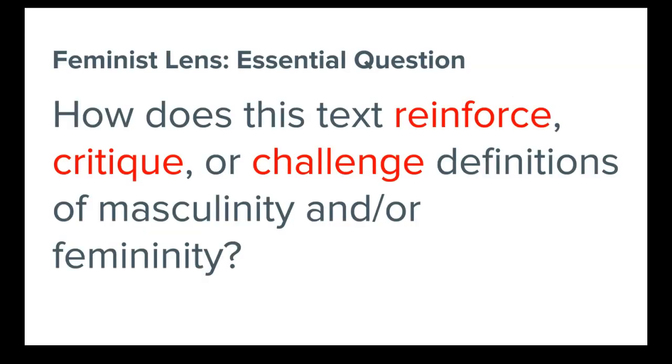So let's remind ourselves of our essential question for the feminist lens. For this, we're asking, how does this text reinforce, critique, or challenge definitions of masculinity and or femininity? In other words, how does it support? How does it explore and examine? Or how does it disagree with definitions of masculinity and or femininity? Specifically, it should be thinking about that time period as well, bringing that context in.